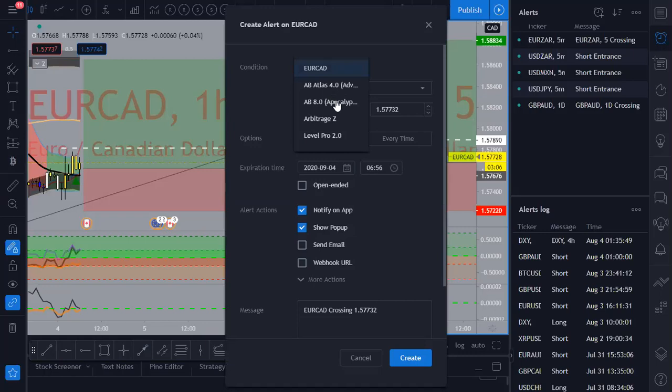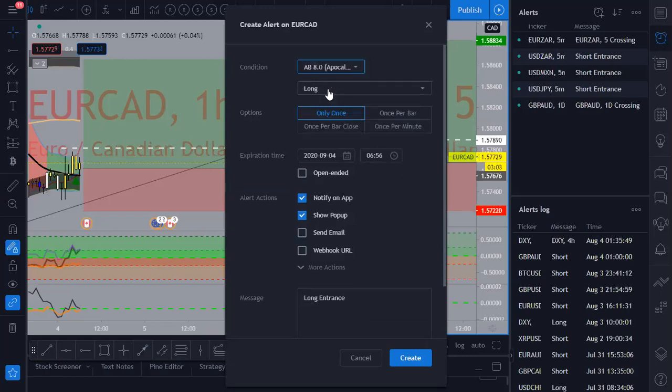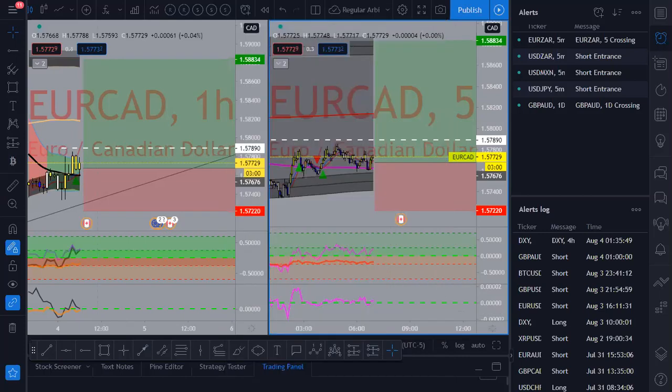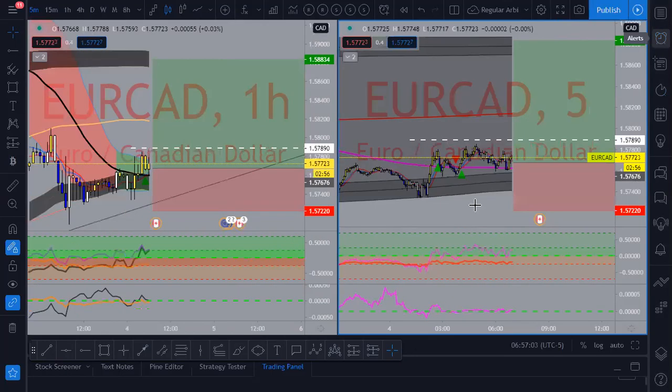EURCAD, Apocalypse, long exit all, create. All right, and so whenever I get that alert, I'm like, okay, I'm gonna get out for now. But hey, what price can do is literally come back down here. It could come back over here to these previous lows and just leave some wicks and then pop up. So I like this trade though.